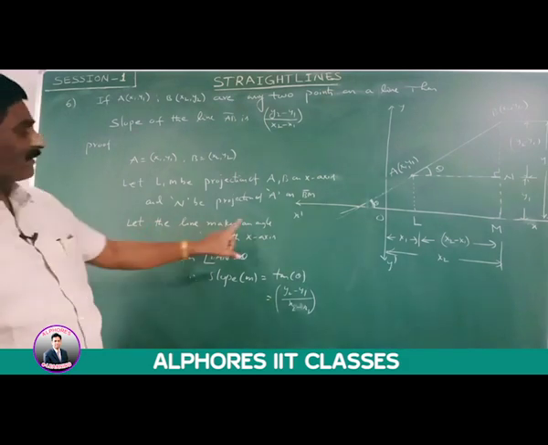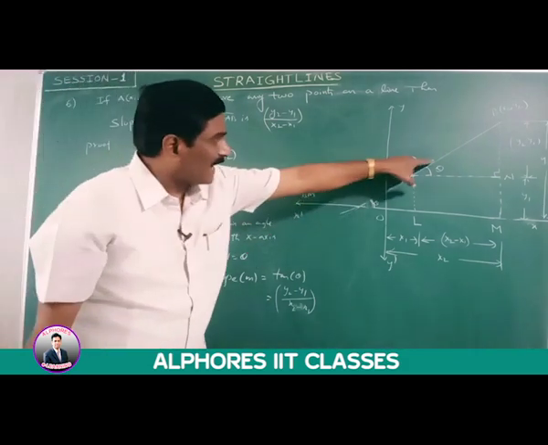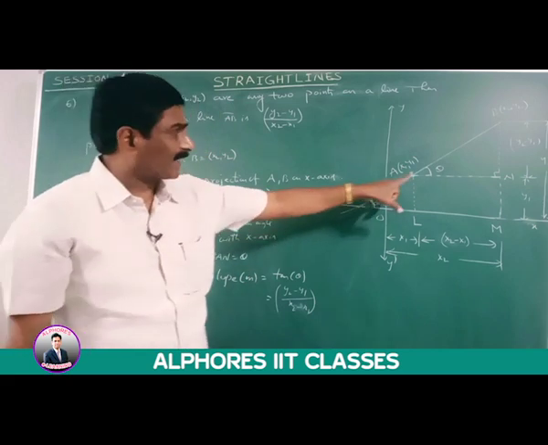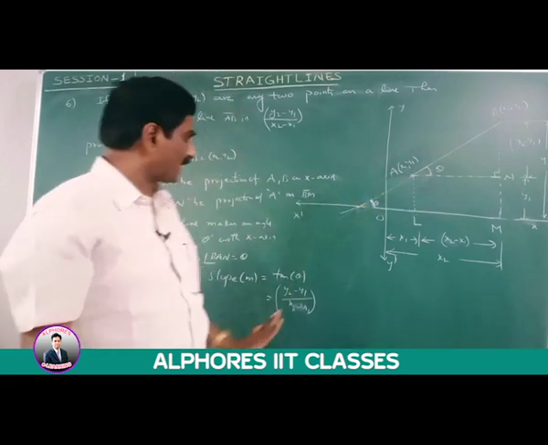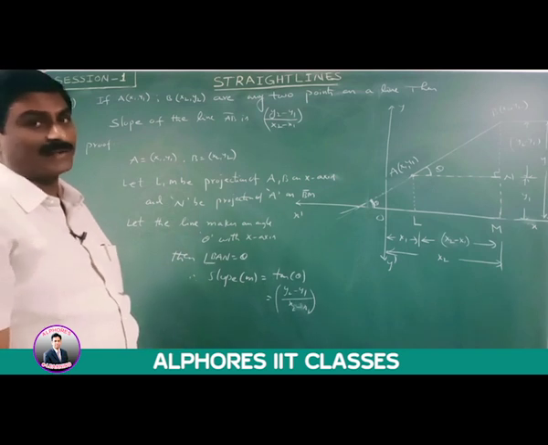Let the line make an angle theta with the x-axis. This line makes an angle theta with the x-axis. Then automatically this angle is theta. Now we find the value of tan theta. Please note this tan theta.